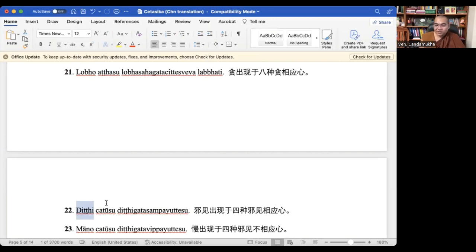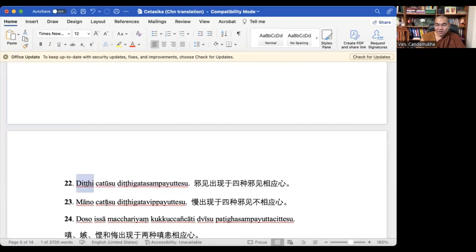When ditthi arises, there is no mana. When mana arises, there is no ditthi. So it is explained like what? Like two lions cannot stay in one cave, so also ditthi and mana do not associate together. When ditthi is there, mana does not arise. When mana is there, ditthi does not arise.